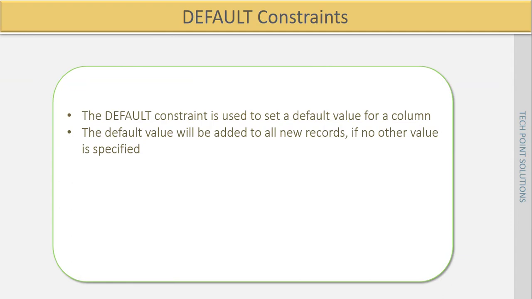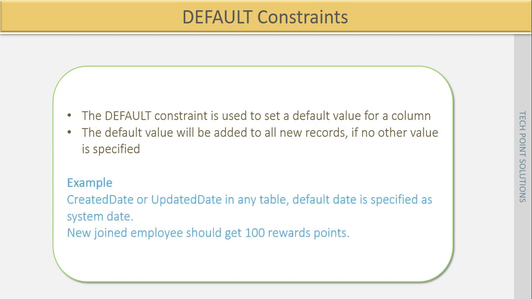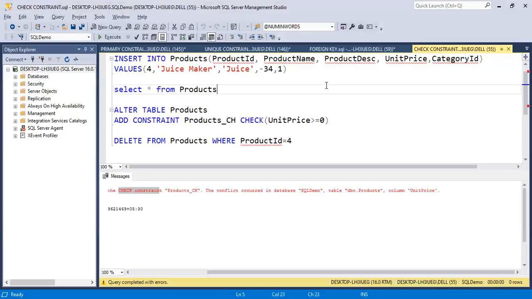A default constraint is used to set a default value for a column. The default value will be added to all new records if no other value is specified. For example, a newly joined employee should get 100 reward points, or for created or updated dates in a table, the default date is specified as the system date. Let's take an example.